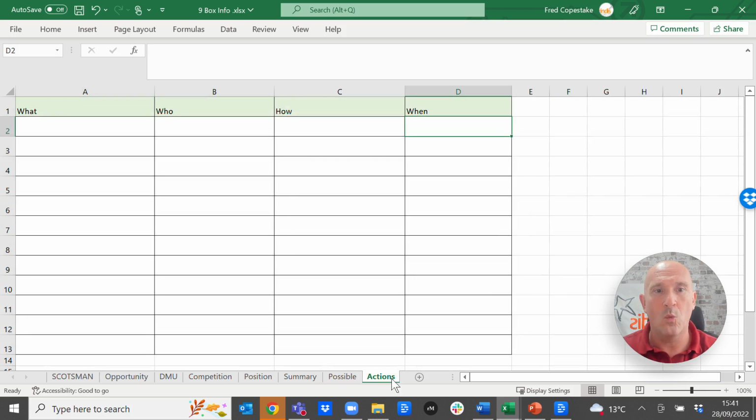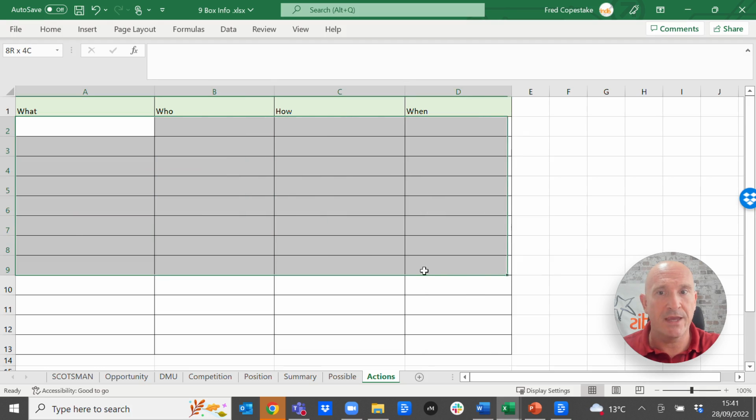So going into the actions tab, we'll think about what is the action, who is going to undertake that action, how are we going to do that, and when is it going to be done. This page will start to give us then a clear roadmap, a clear idea of how we're going to need to progress to win the opportunity that we're using this whole kind of thinking to try to be successful in.